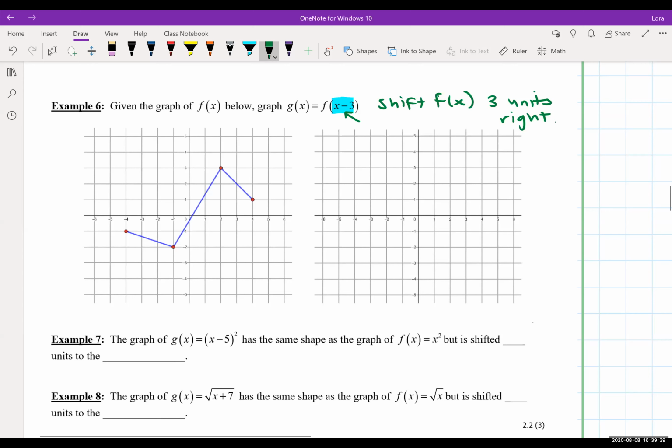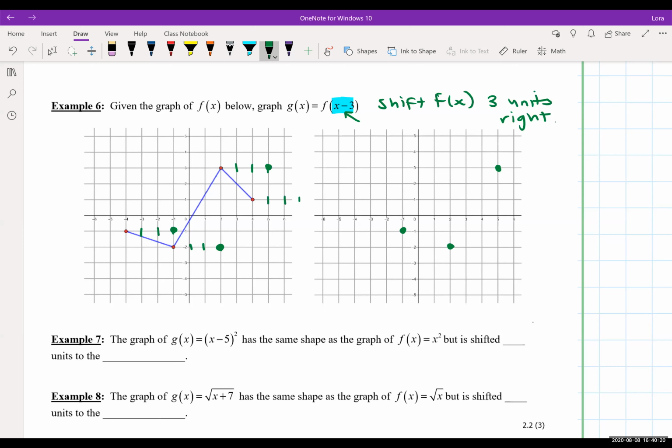So we are going to take each point, -4, -1. Move it over 3 units, now becomes -1, -1. -1, -2, if we shift it over 3 units to the right, now becomes 2, -2. 2, 3, if we shift it 3 units to the right, becomes 5, 3. Sometimes those numbers are a little small for me. And one more point to go. 4, 1, shift it 3 units to the right.